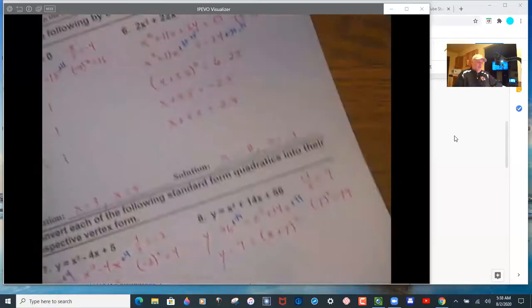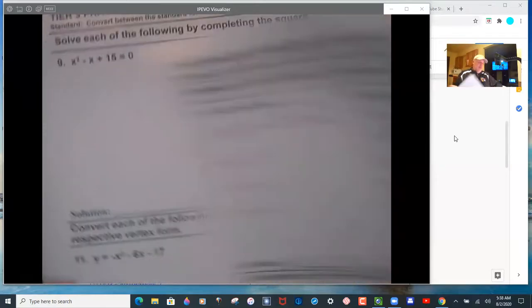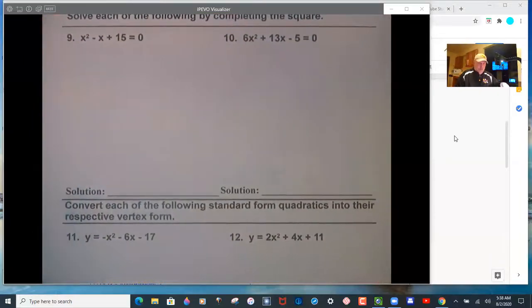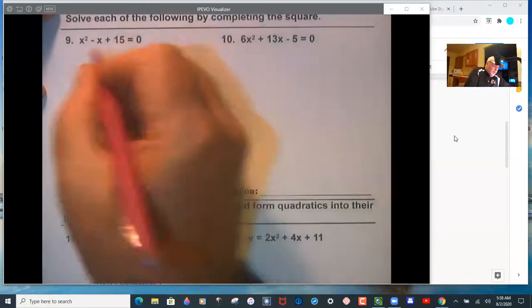Okay, so taking us to the page where there's a little bit more work to do. All the same work.